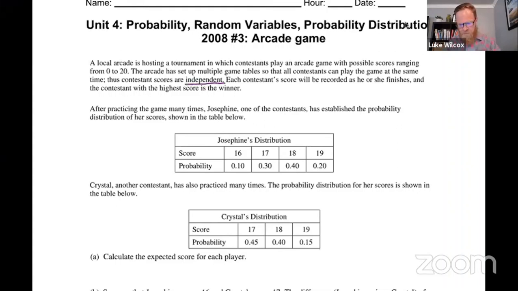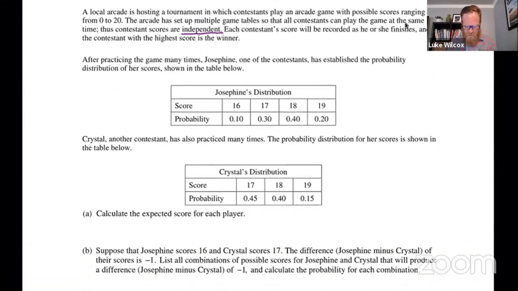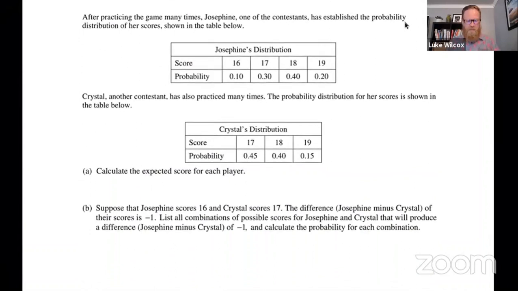I'm guessing that that's probably going to become important later. Each contestant's score will be recorded as he or she finishes, and the contestant with the highest score is the winner. After practicing the game many times, Josephine, one of the contestants, has established the probability distribution shown in the table. Crystal, another contestant, has also practiced many times. The probability distribution for her scores are shown in the table below.